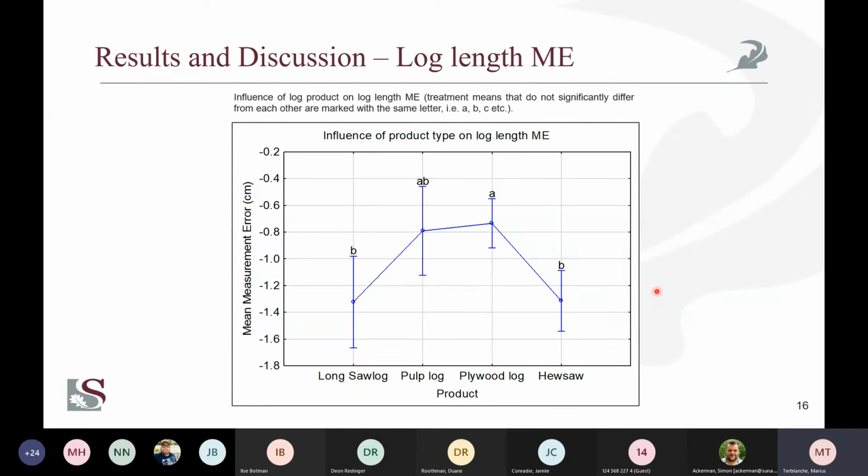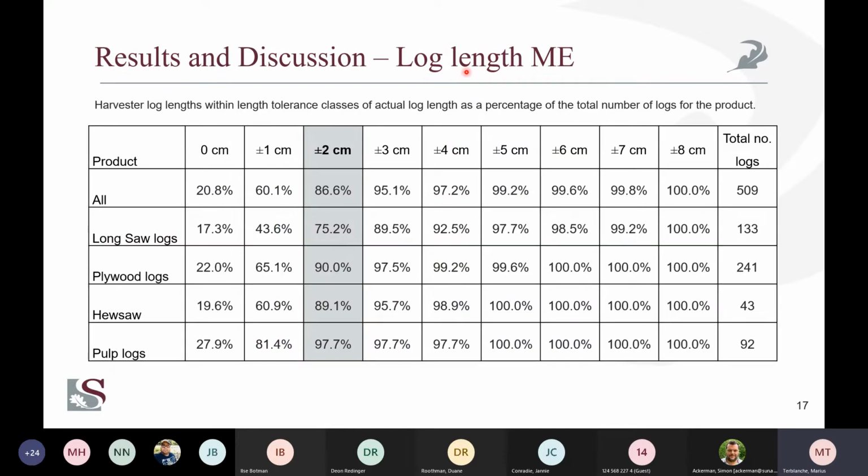On the log length side, we actually got some good data out here with differences, average differences for long saw logs being about 1.3 centimeters from the manual measurements. Pulpwood logs was just less than 1 centimeter, as well as the plywood, and then you saw also a better table representing the log length measurements.